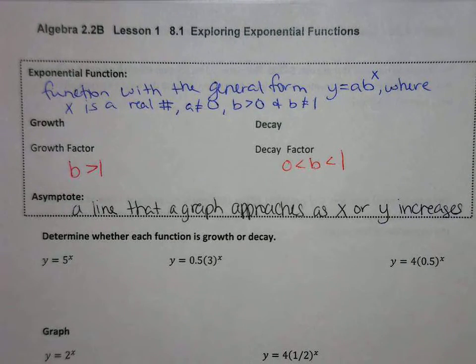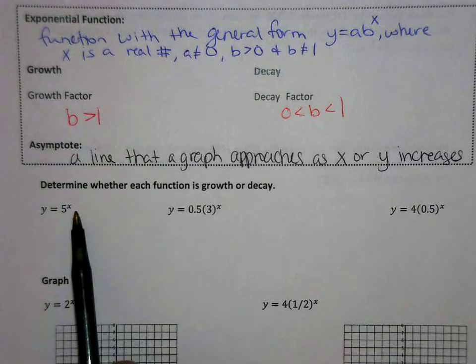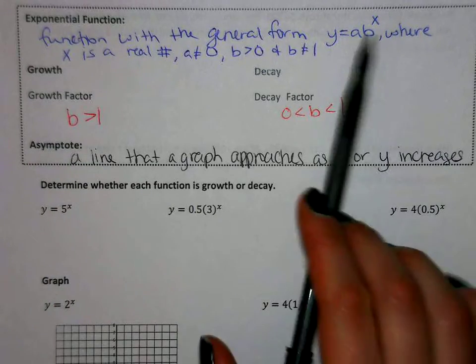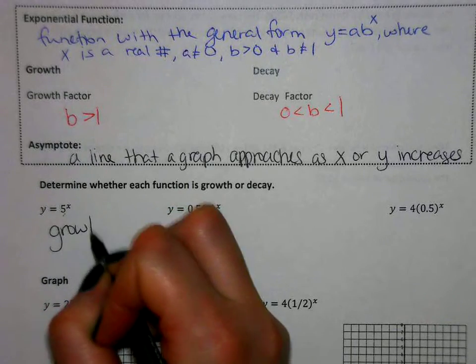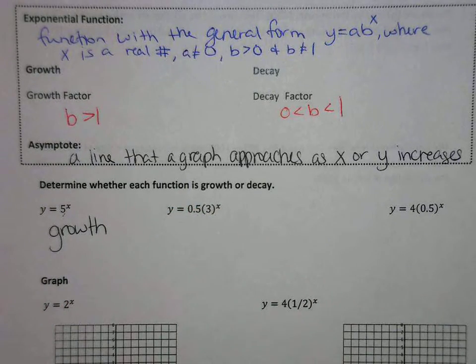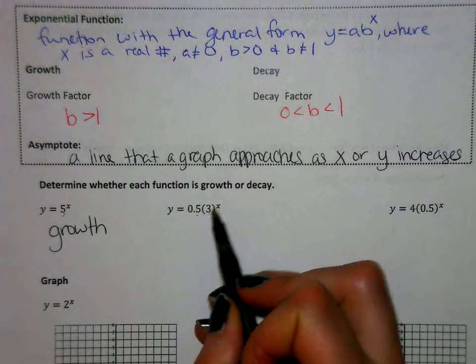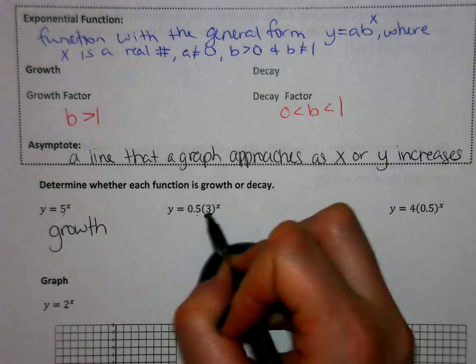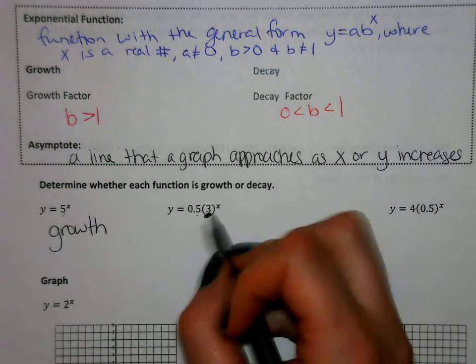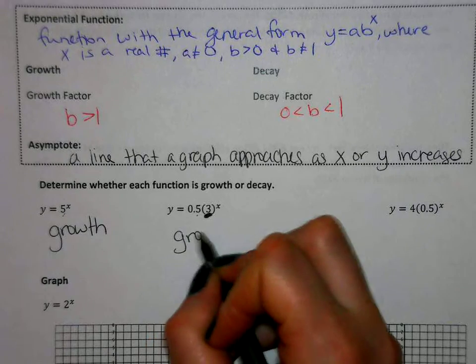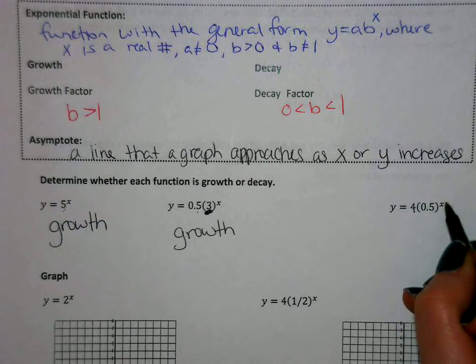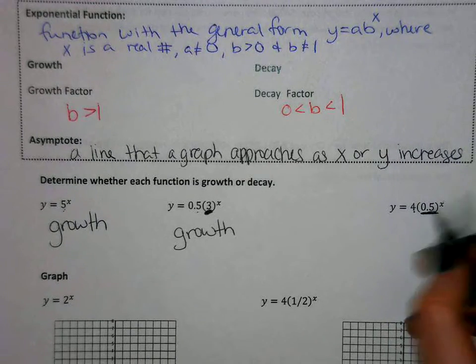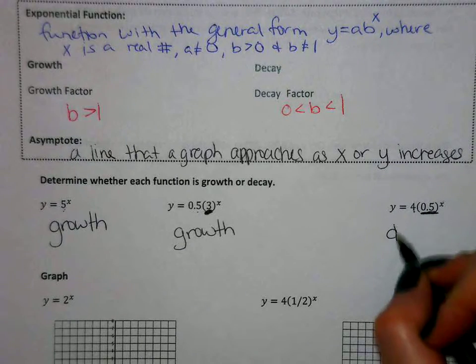Let's take a look at some examples to determine if it's a growth or a decay. So if we look at this example, y equals 5 to the x power, since b, which is right underneath our exponent, is 5 and it's greater than 1, this is going to be a growth factor. Here we have y equals 0.5 times 3 to the x power. So we're looking at the number below our exponent, which is 3, and that's bigger than 1. So this is a growth. And our last example, 4 times a half to the x power. So we're looking at the number below our exponent, and it's less than 1. So this is going to be our decay.